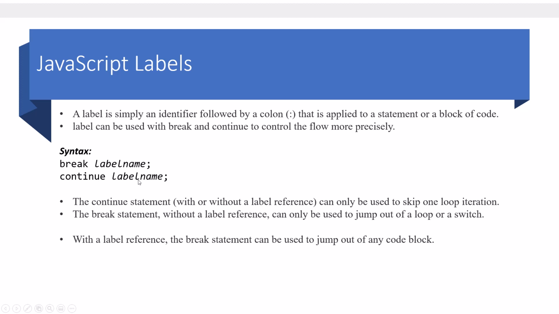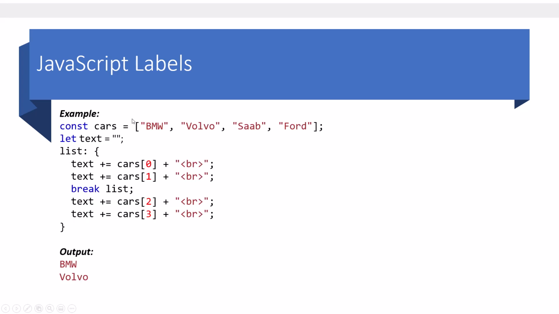Here the continue statement, with or without a label reference, can only be used to skip one loop iteration. But the break statement without a label reference can only be used to jump out of a loop or a switch statement. With a label reference, the break statement can be used to jump out of any code block. So we can come out of any code block when we use the break statement with the label name. There we have one example with labels.